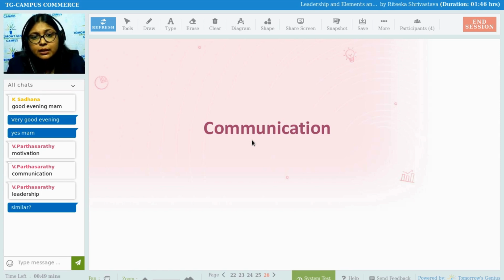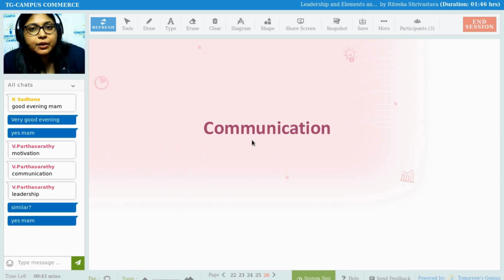The next topic we are going to start is communication: elements of communication, process and importance of communication. So basically this is the last part of the chapter. Fine. Three aspects, so four out of four is completed: supervision, motivation, leadership and communication. Supervision, motivation, leadership are already done. The last aspect is communication.